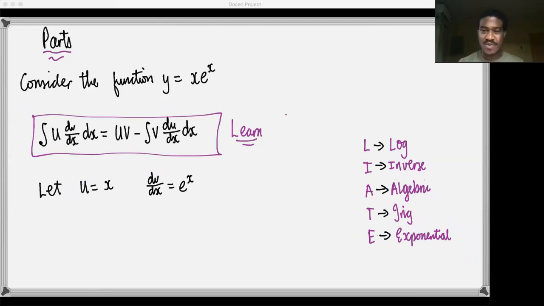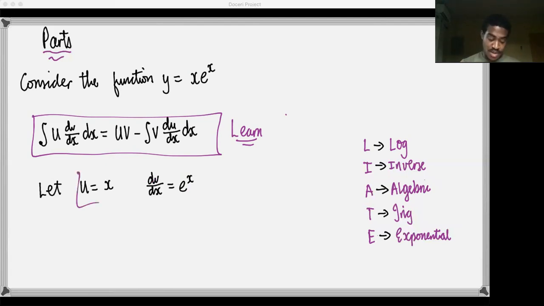So that's the LIATE rule. You look at the two functions, and wherever the function's position is, the ones higher above would have preference to be u, and the other function would obviously have to go in the dv on dx. That's basically it. But for me personally, I just say whichever of the two functions is easiest to integrate, I let dv on dx be equal to it. That's basically it, so that is the explanation.